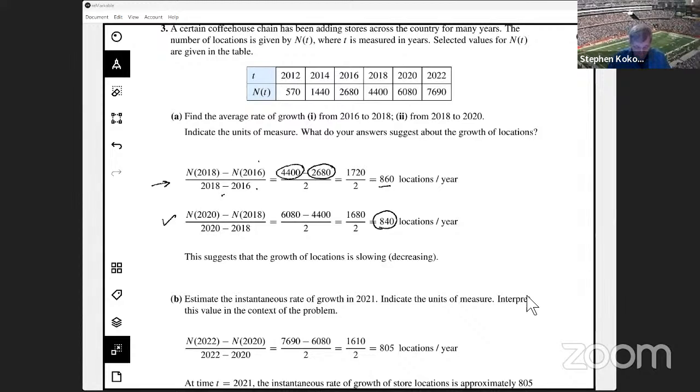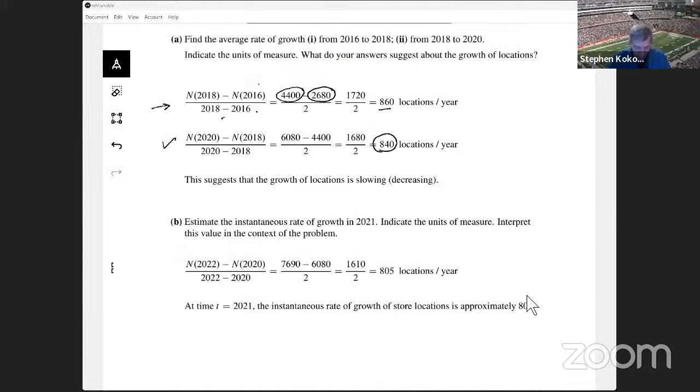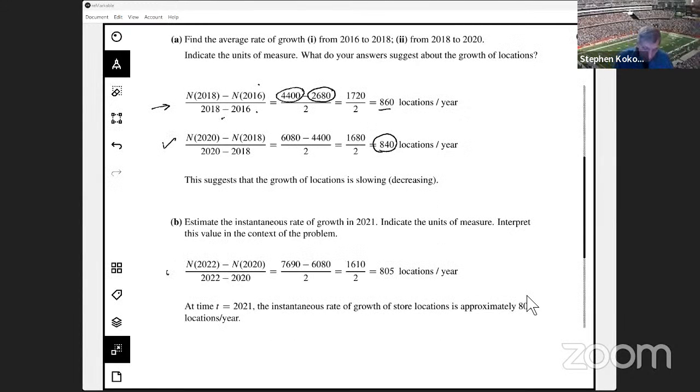Sorry about that, Curtis. That was a long way to go for this, but here we go. I'm going to arrow up now. I'm going to form this difference quotient. There's my difference quotient. I went to my table here to get those values, and it turns out to be 805 locations per year. So an interpretation of that is the instantaneous rate of growth of store locations is approximately 805 locations per year at that time.